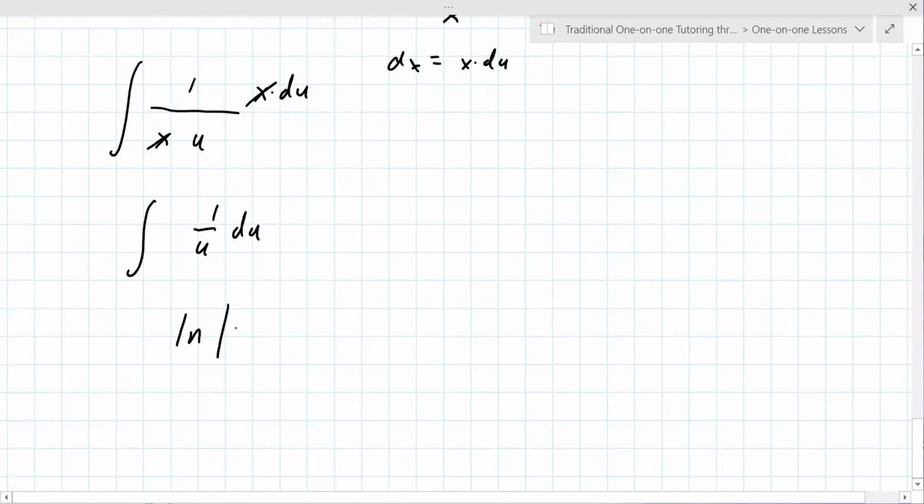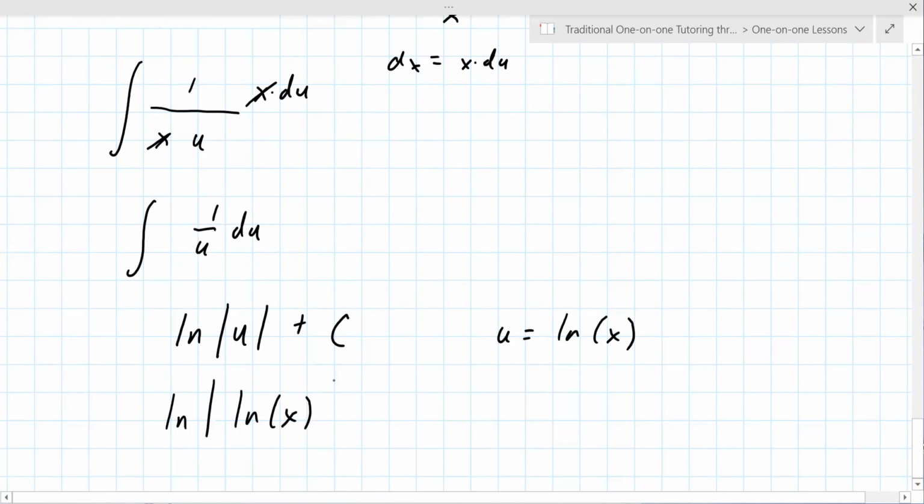So your answer is the natural log of the absolute value of u plus c. Your u is the natural log of x, so it is the natural log of the absolute value of the natural log of x plus c as your final answer. Okay. So don't get consumed by it being really awkward, because this is just the way it is. It doesn't mean anything, but it is the answer that you're looking for.